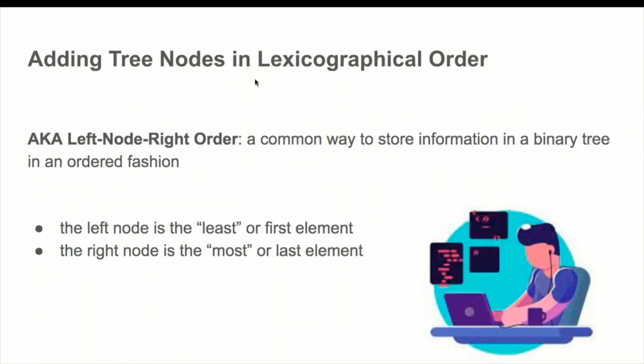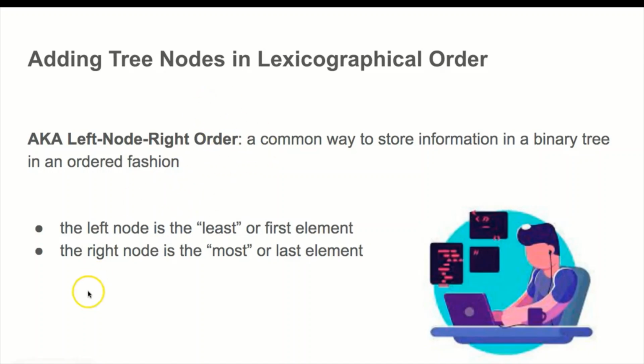Essentially, when we're adding elements into the tree nodes, there are several different ways that we can add things in to organize it. One very popular way is lexicographical order. What this means is that we insert something to the left, then we insert something at the root, which is the main node, and then we insert something at the right side. This is what allows us to store information in a very organized way.